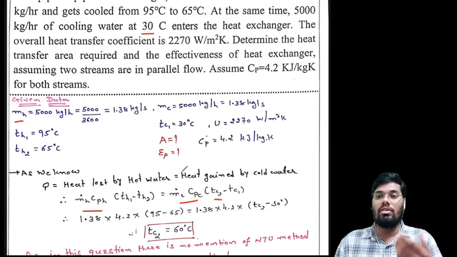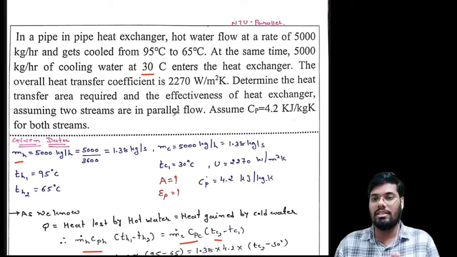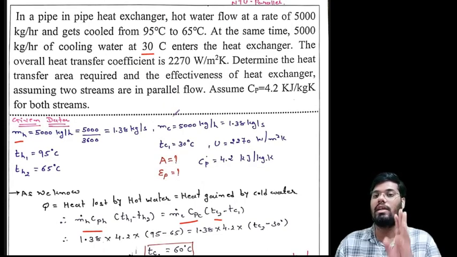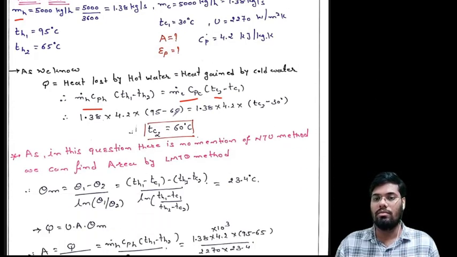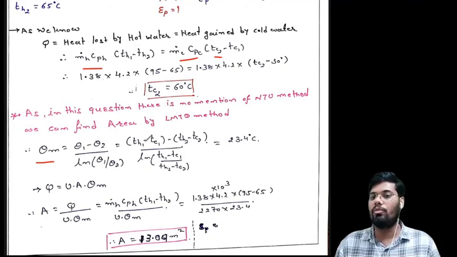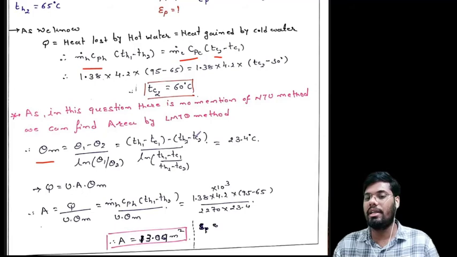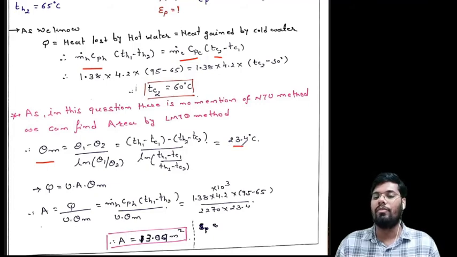So now to find out the area, here in this question it is not mentioned that you have to use the NTU method to find the area. So we can find the value of area by using the LMTD method also. In LMTD, we know that theta m is equal to theta 1 minus theta 2 upon ln theta 1 by theta 2. We know the values of all four temperatures. For parallel configuration, theta 1 would be TH1 minus TC1 and theta 2 would be TH2 minus TC2. So by putting all the values of TH1, TC1, TH2, TC2, we can find the LMTD as 23.4.